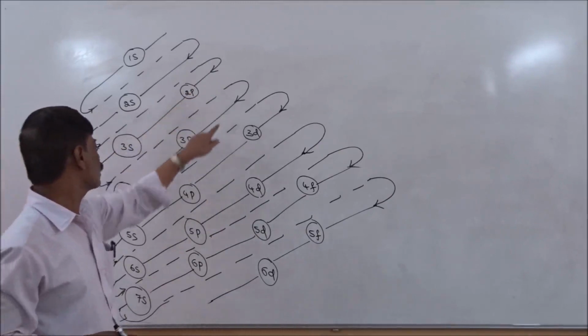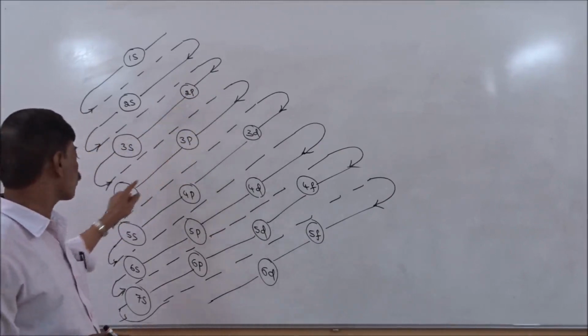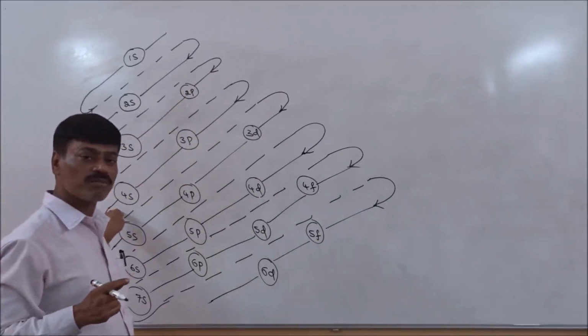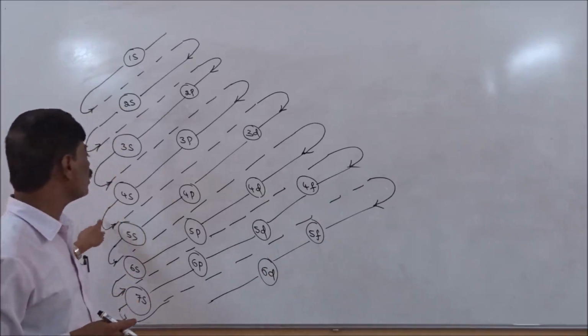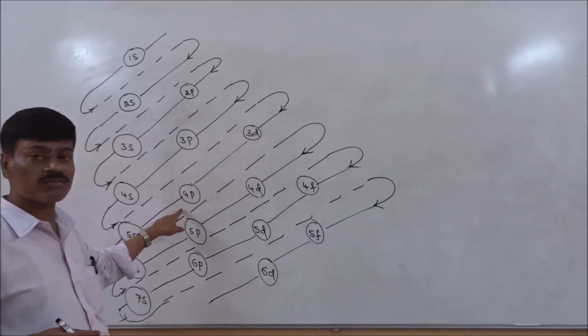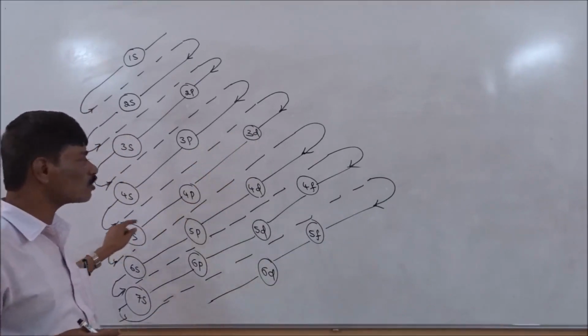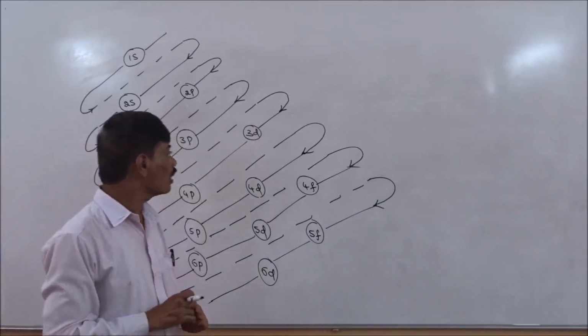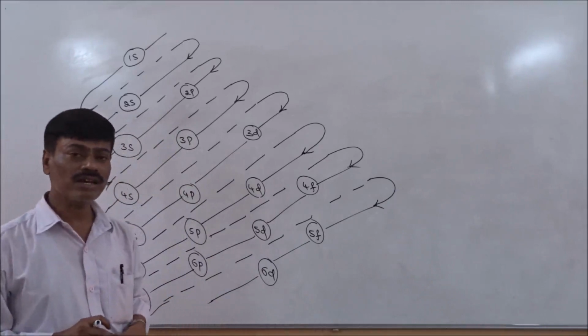After 3s, 3p. After 3p, 4s according to Broglie's rule. Once 4s is filled, electrons will enter into 3d. After that, 4p. Once 4p is filled, electrons will enter into 5s. In that way, entry of electrons will take place.